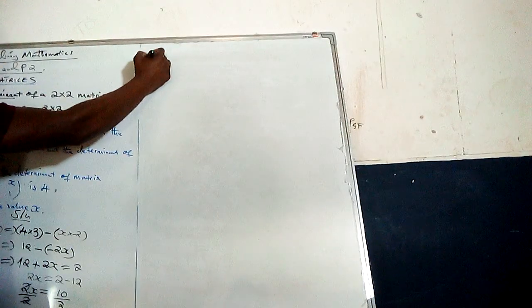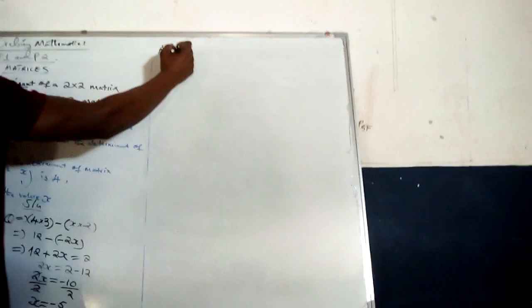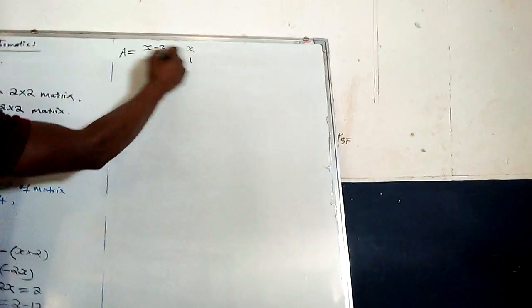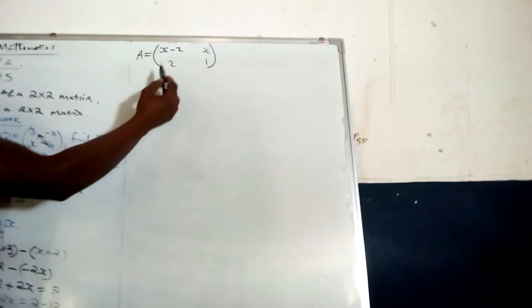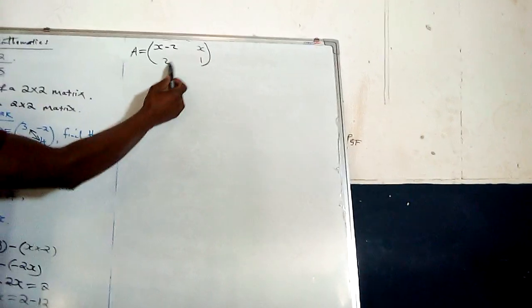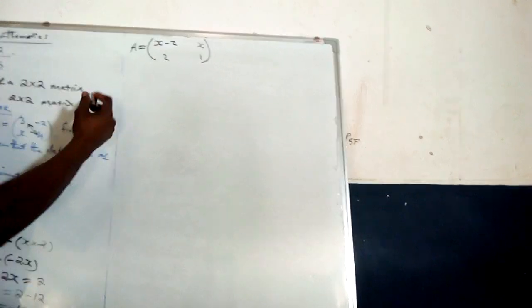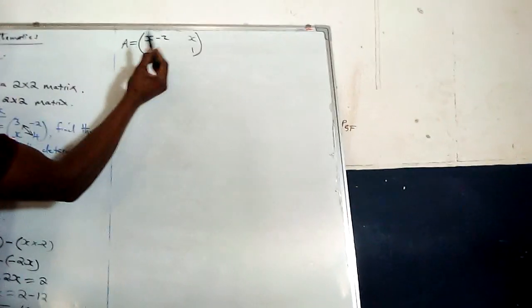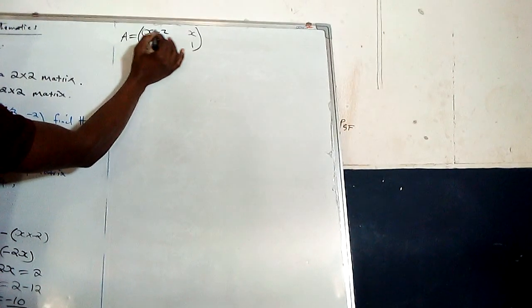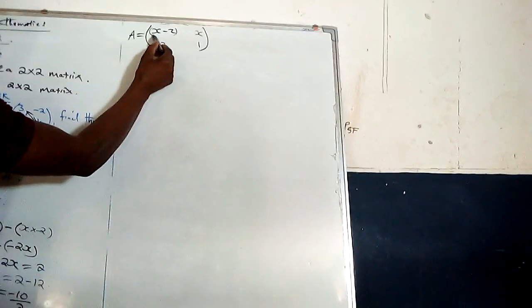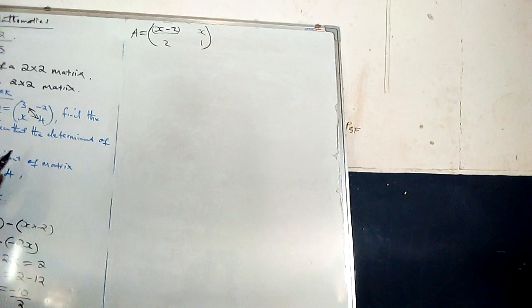So matrix A, we have x minus 2. We've got a 2 and a 1. So in the major diagonal, we have got x minus 2 and a 1. And in the minor, we have got a 2 and an x here. Now that one of the elements in the major diagonal is an expression, you put this expression inside the brackets here. Very important. Showing that this is one single thing. Take note. That's what you do.